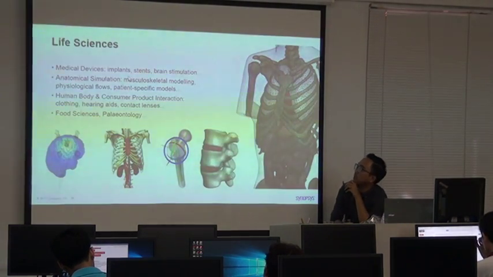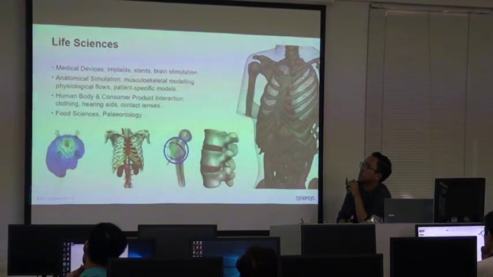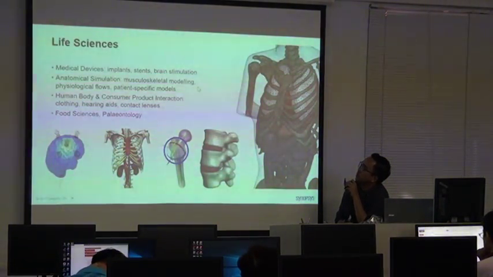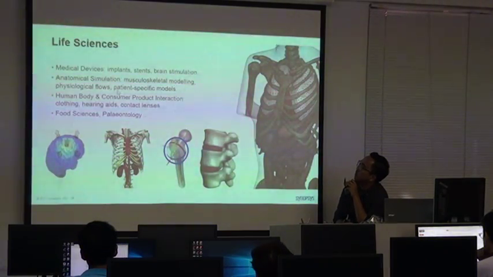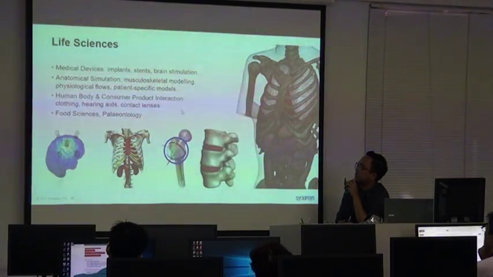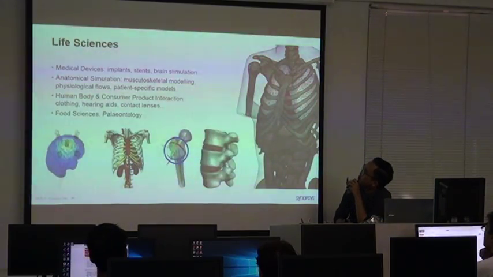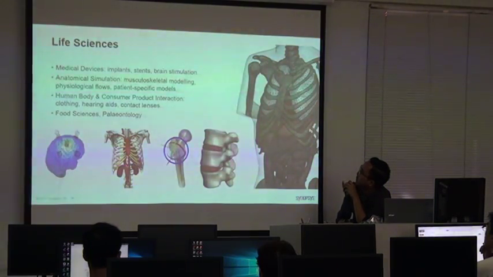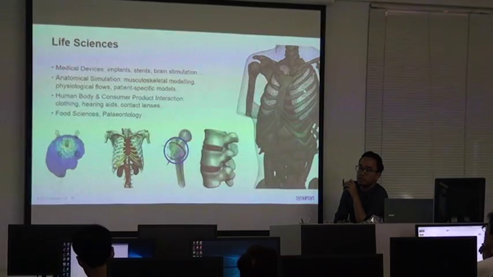So you can use it as well for life sciences. In life sciences you can use it to create medical devices and implant stents, and do brain simulation as well. For anatomical simulation, human and body consumer product interaction, food sciences and also paleontology. So as an example here, we have a few models that have been generated by Simpleware. As you can see here, from one scanning process, we can gain multiple parts of your body.